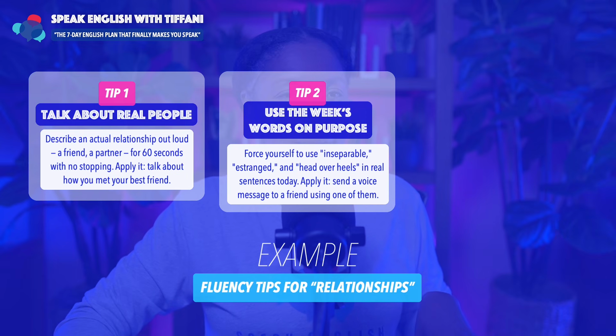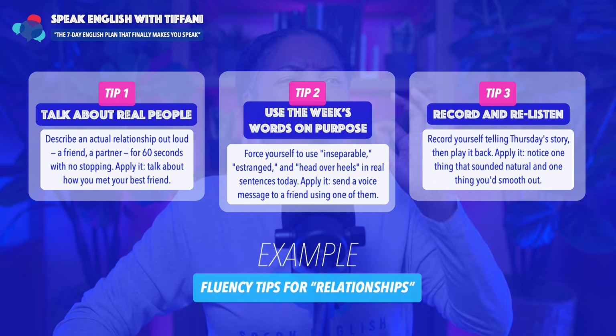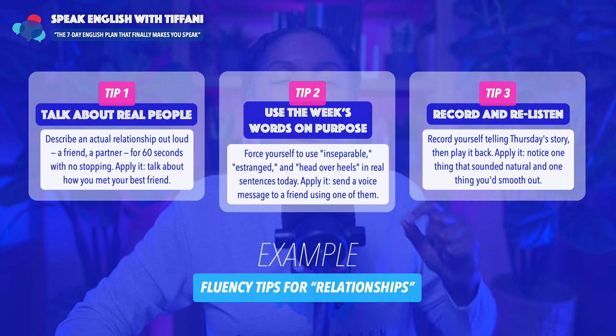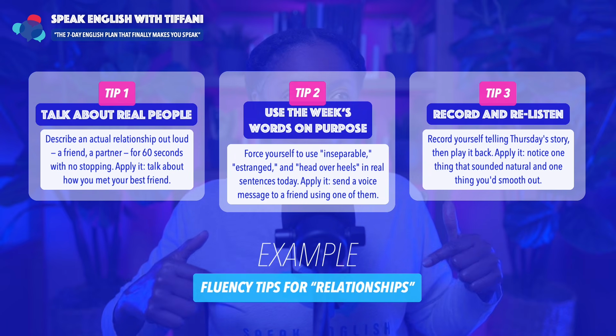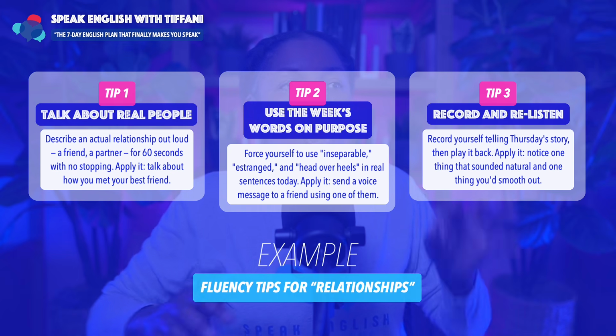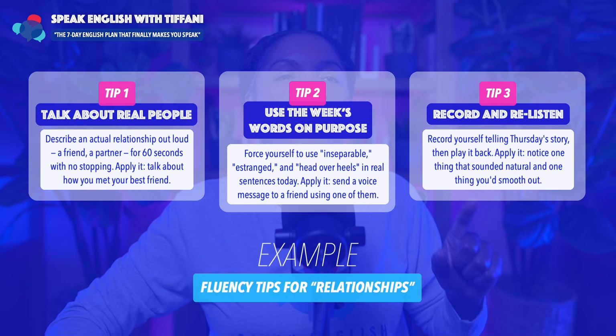And tip number 3, for our example, record and re-listen. Record yourself telling Thursday's story about your grandmother. Then play it back. Here's how you apply it. Notice one thing that sounded natural and one thing you'd smooth out. You are editing yourself. This is day 6 of our 7-day English study plan.